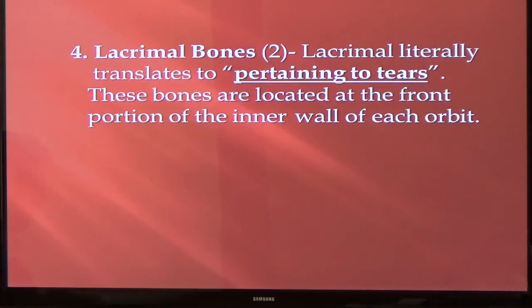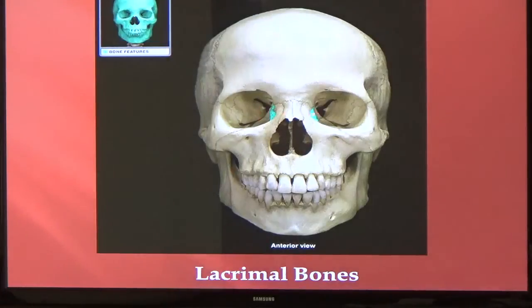Lacrimal bones. Lacrimal means tears. The bones located at the front portion, inner walls of the orbit. Right where your tears come out, those are the lacrimal bones. These bones are located at the front portion of the inner wall of each orbit. So right in there.